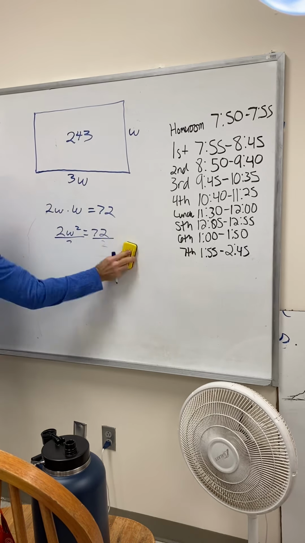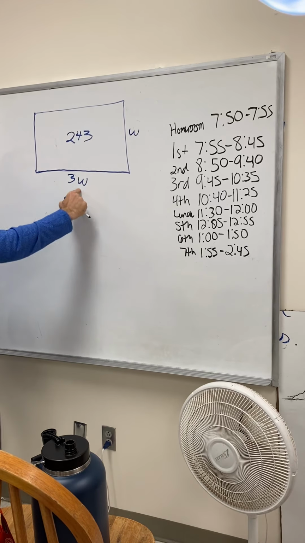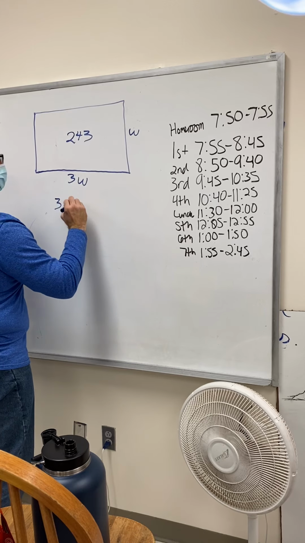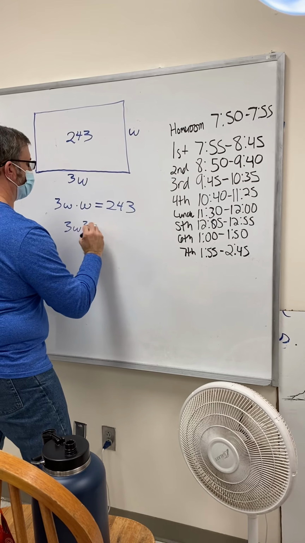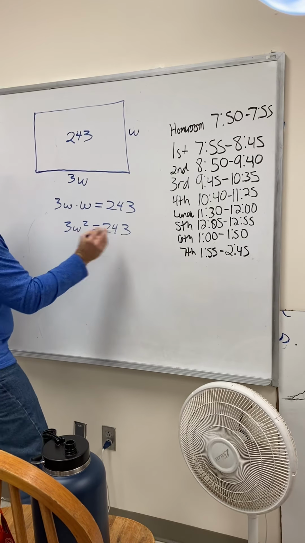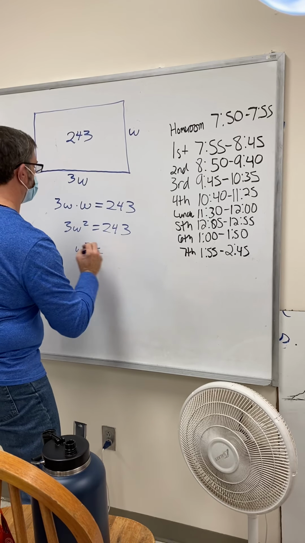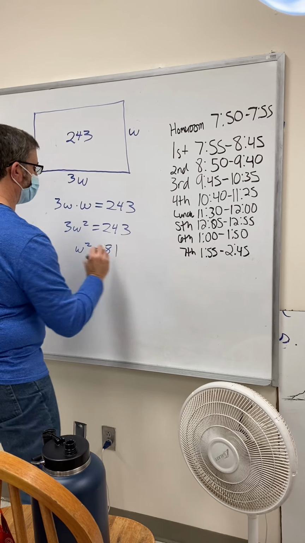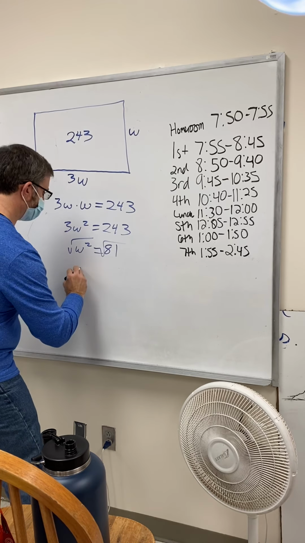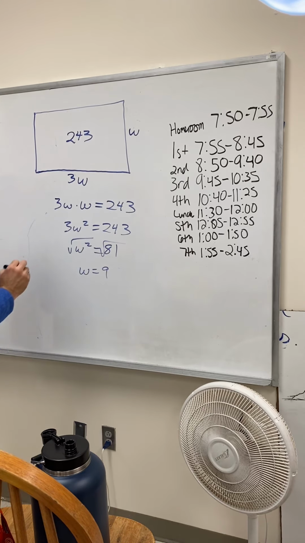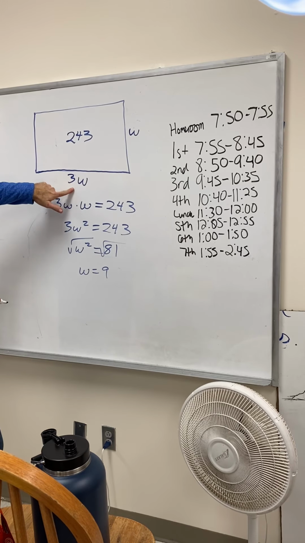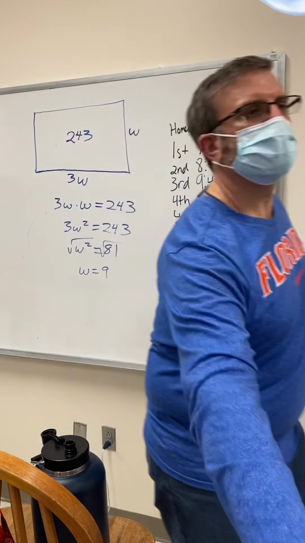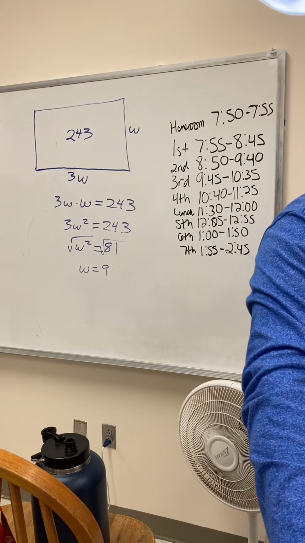Set it up the same way. I still take my length times my width. 3W times W equals 243. 3W squared equals 243. Divide both sides by 3. W squared equals 81. Take the square root of both sides, and W is equal to 9. So my width is 9, and my length is 27, 3 times 9. So my answer should be 9. All right.